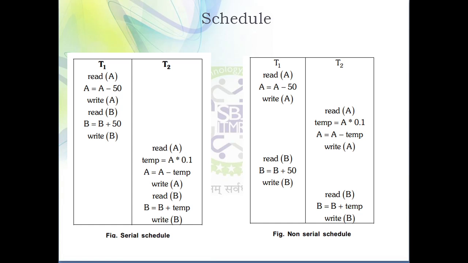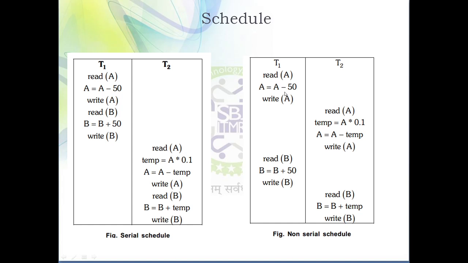In case of a serial schedule, complete execution of a particular transaction takes place, and after that another transaction starts. But in case of a non-serial schedule, we observe that one transaction is executed partially, then the second transaction is executed partially, then again the first, then again the second. So in this way two transactions are executing concurrently at the same time. This is the main feature of a non-serial schedule. This is not serial, but the output of both these schedules will be the same.